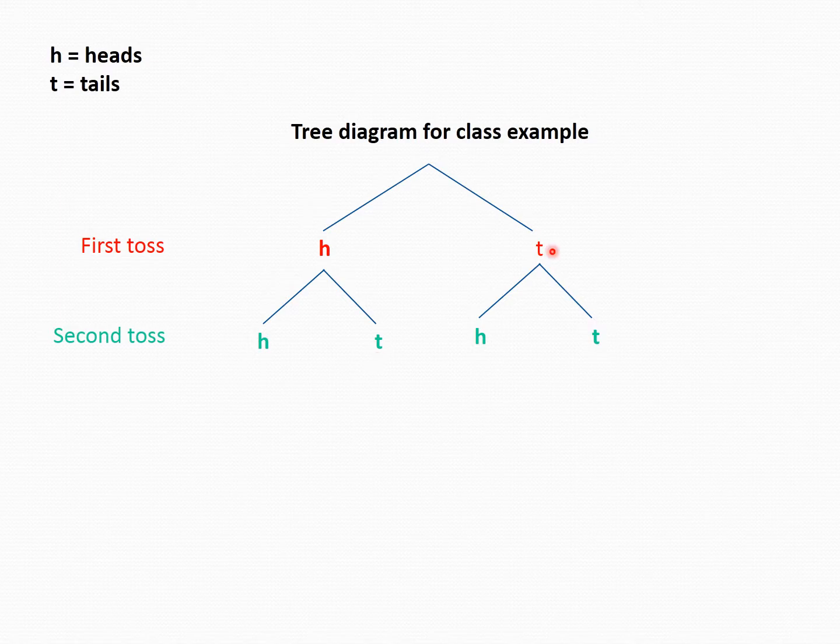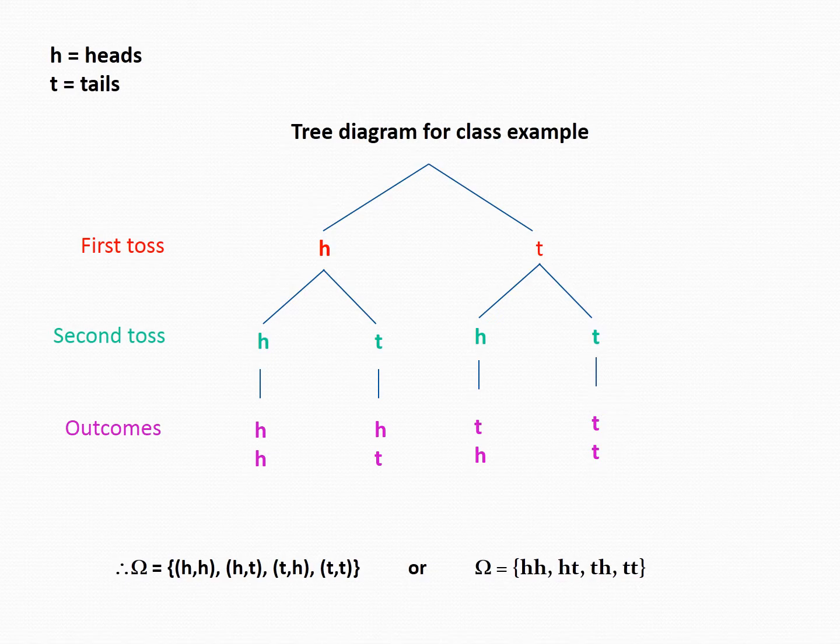If your first coin was a tail, then your second coin can also have a head or a tail. Then we simply read off our outcomes from the top to the bottom. So my first outcome will be heads, heads. My second outcome will be heads, tails. My third outcome will be tails, heads, and my fourth outcome will be tails, tails. And then we just list the outcomes in our sample space.